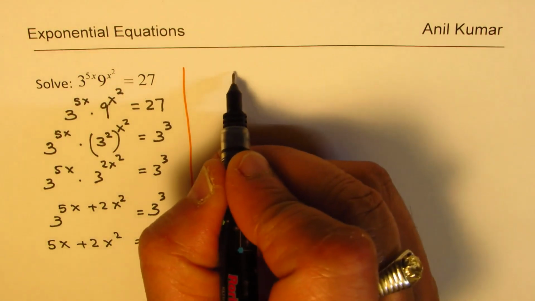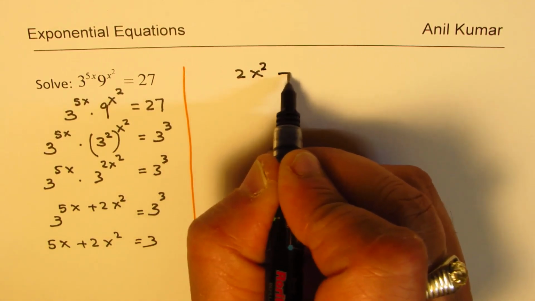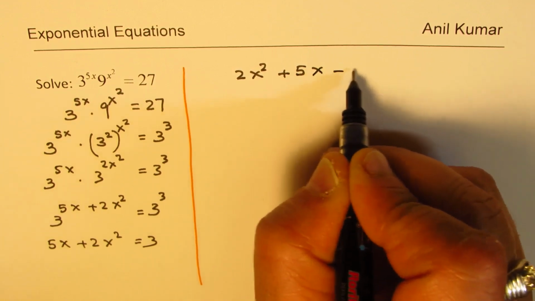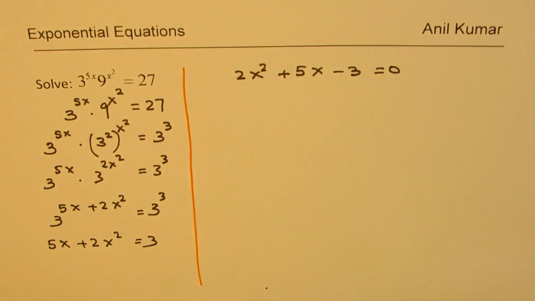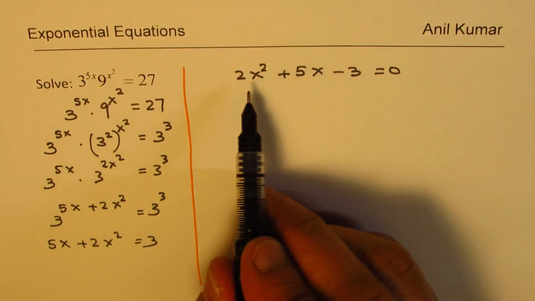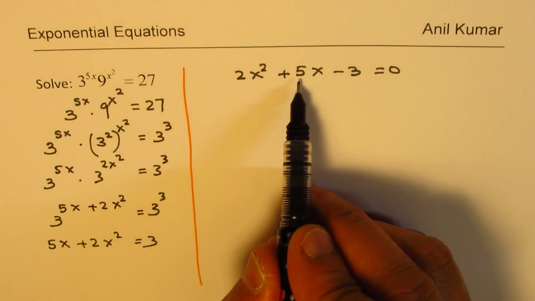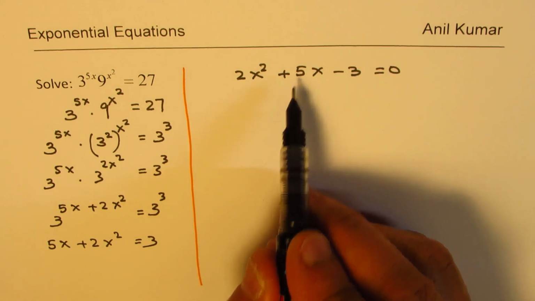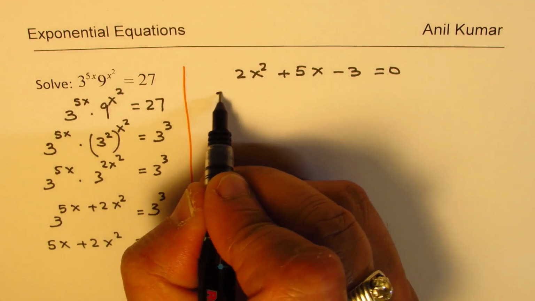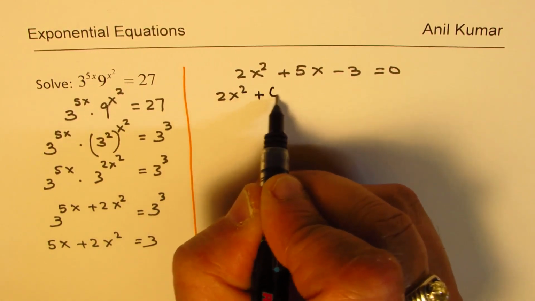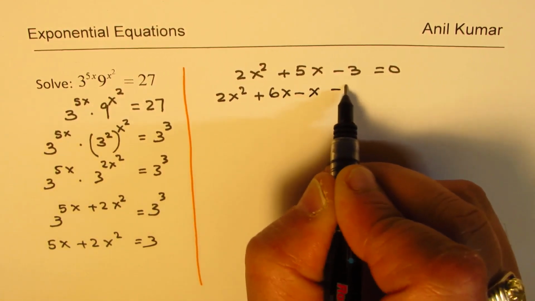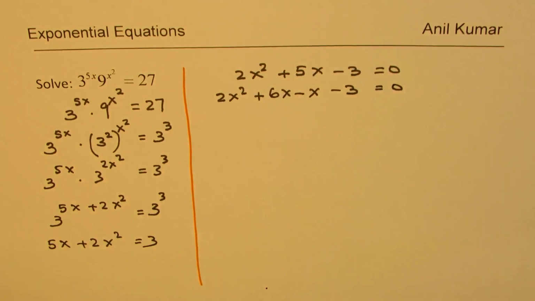So let me rewrite this. It could be written as 2x squared plus 5x, taking 3 on this side, equals 0. We are looking for a product of 6, sum of positive 5. So plus 6 minus 1 can work for us. We get 2x squared plus 6x minus x minus 3 equals 0.